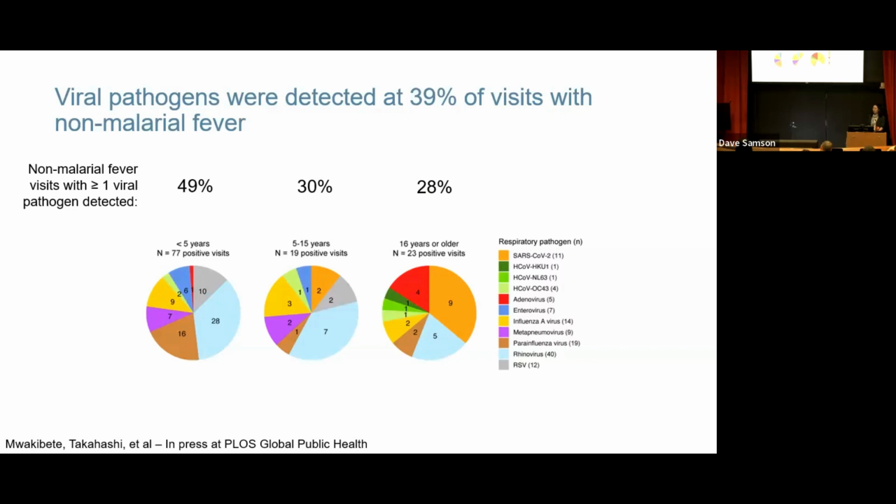And so in terms of how often we were able to detect viral pathogens at these visits, overall, around 39% of visits, we were able to detect a viral pathogen during a non-malarial fever. And that scaled with age. So in kids under 5, almost half of those febrile episodes, we were able to identify a viral pathogen, and that decreased with age. Here it's showing the composition of the different viruses identified by different age groups: under 5, 5 to 15, and 16 plus.